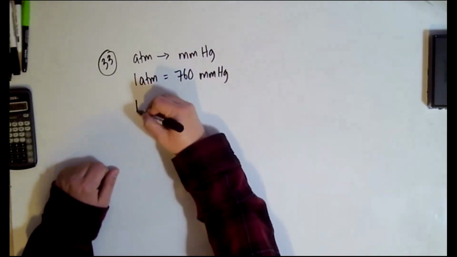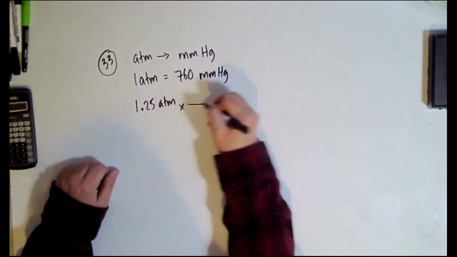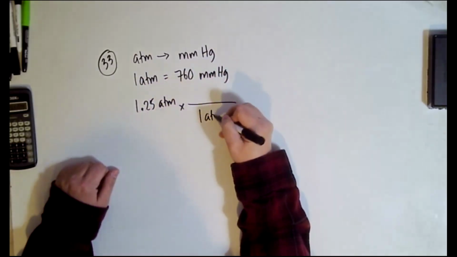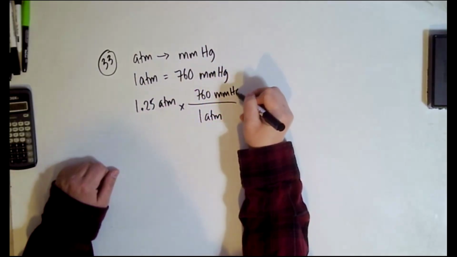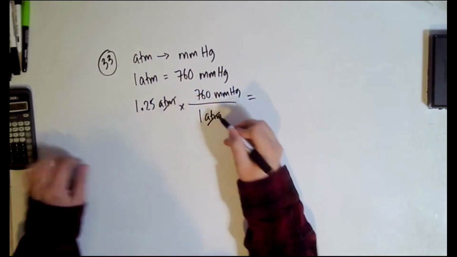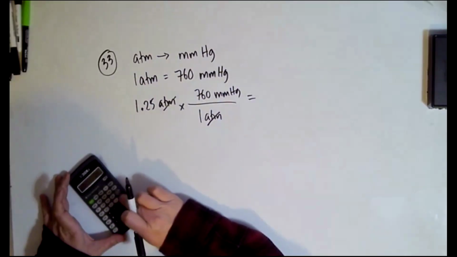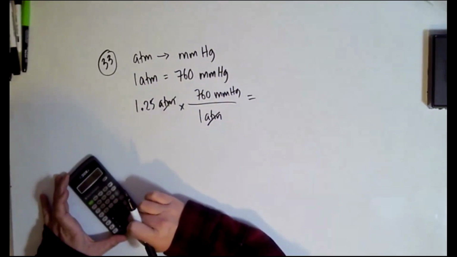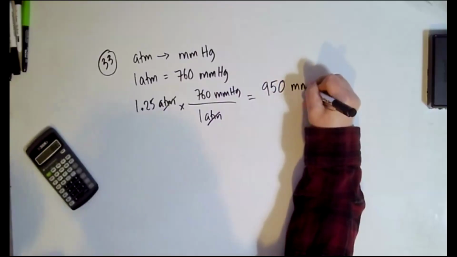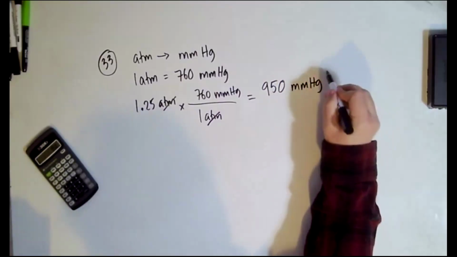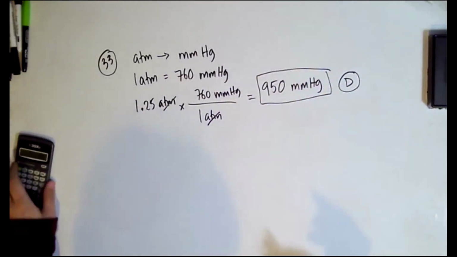So if they're going to give us 1.25 atmosphere to start with, we know that every 1 ATM is 760 millimeters of mercury. We see that our atmosphere units are going to cancel out. That's how we know that we have positioned everything the correct way. And we end up with 950 millimeters of mercury as our final pressure value in that case. That's answer choice D.